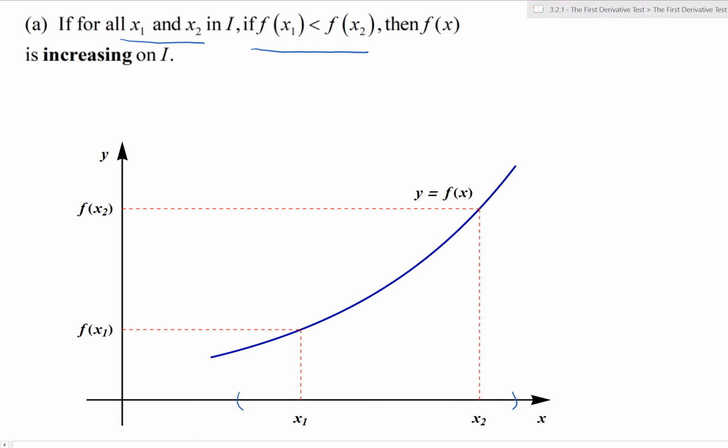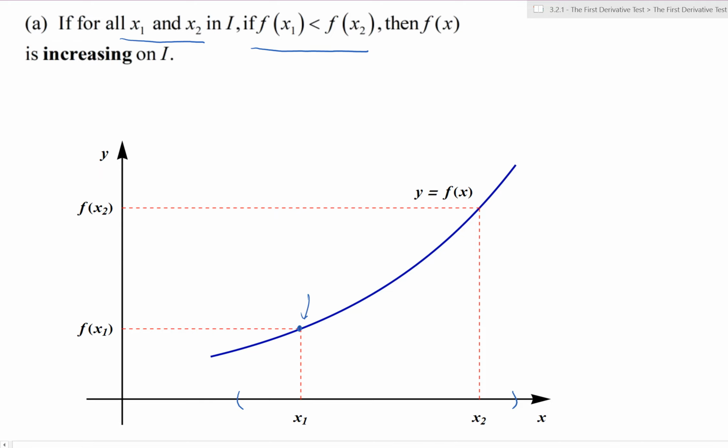And what we're saying is that no matter which x1 and x2 you pick, as long as x1 is to the left of x2, then the value of the function at x1 will always be less than the value of the function at x2. And really all that means is, as you move left to right over this interval, the values of the function are getting larger.